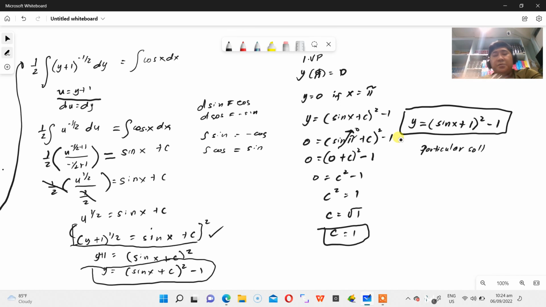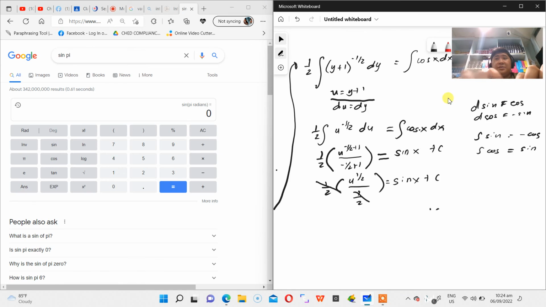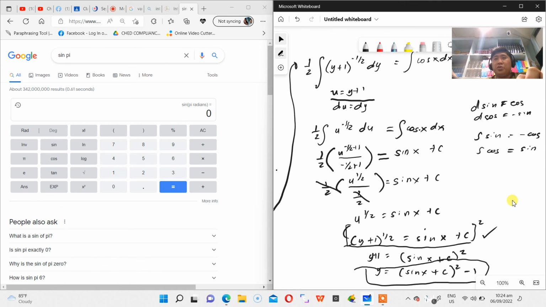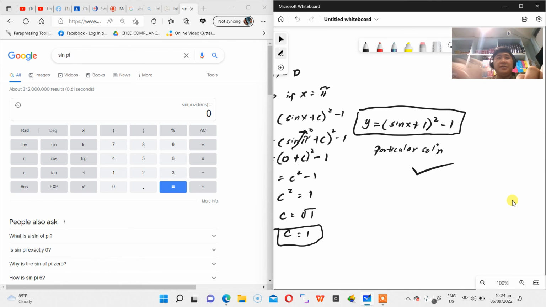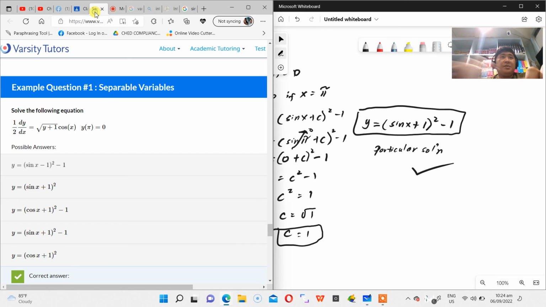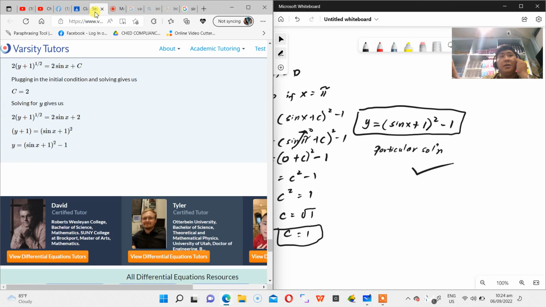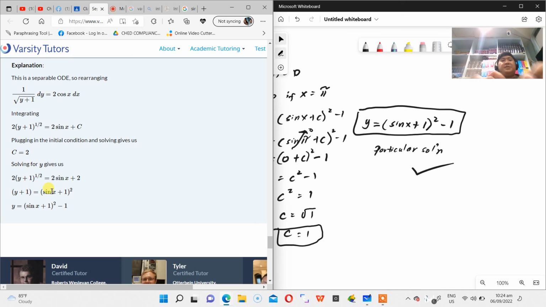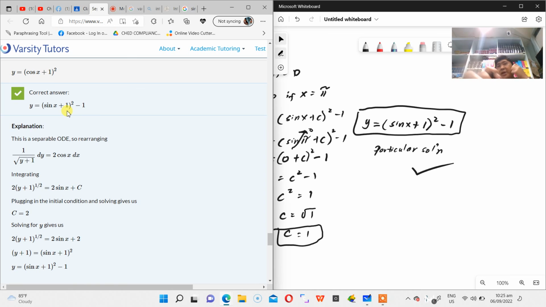Oh, sorry. Okay, so let's try to see if it is correct. The answer is yes. So y equals sine x plus 1 squared minus 1. So we have a correct answer.